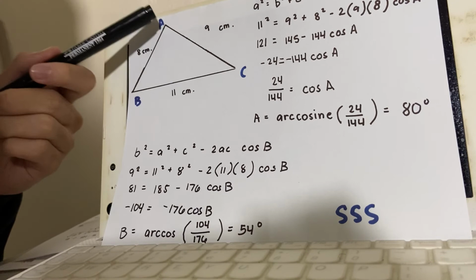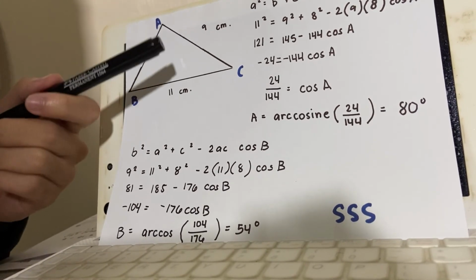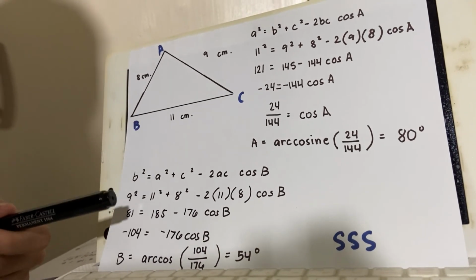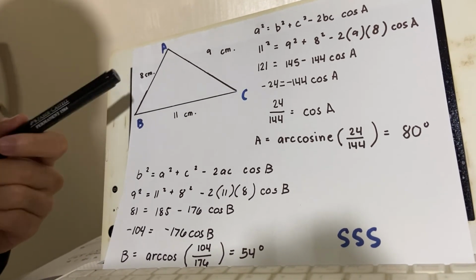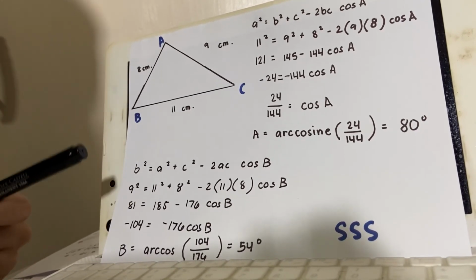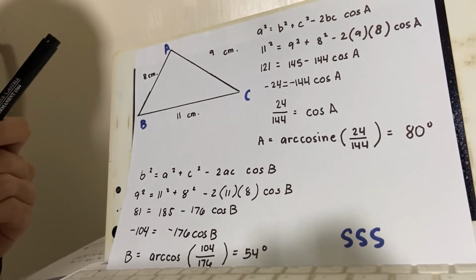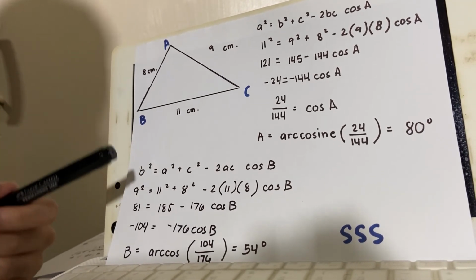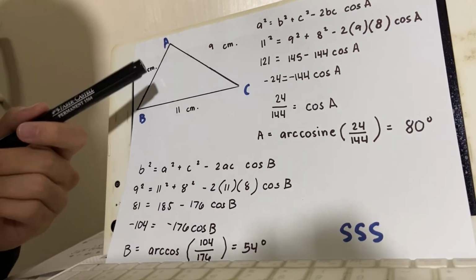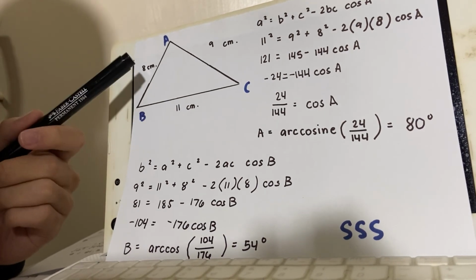So you have 80 for A, 54 for B. If you want to know C, you don't need to go through this long route. Since you already have 2 angles, again, the sum of a triangle is 180, so you just add these two. 80 plus 54 is 134. Then you subtract that from 180. 180 minus 134 is equivalent to 46. So the measure of angle C is 46.